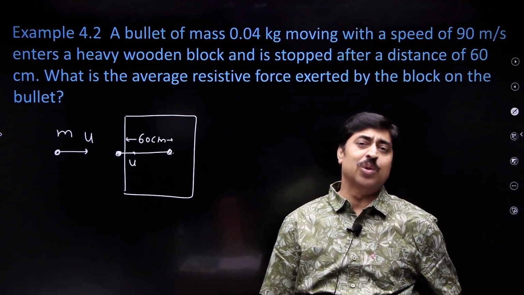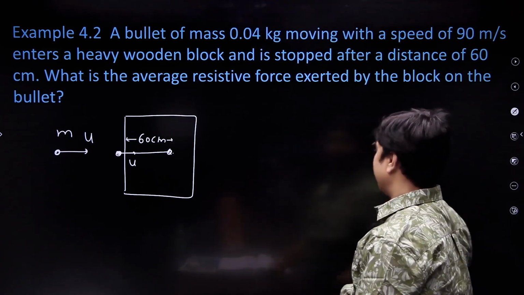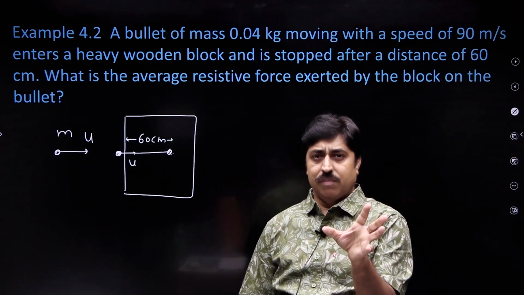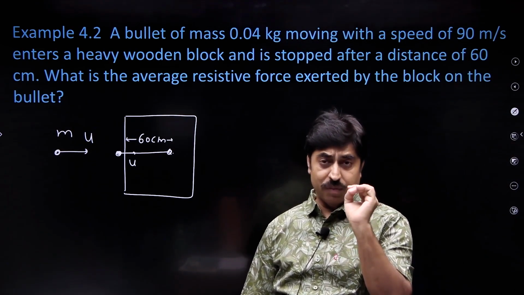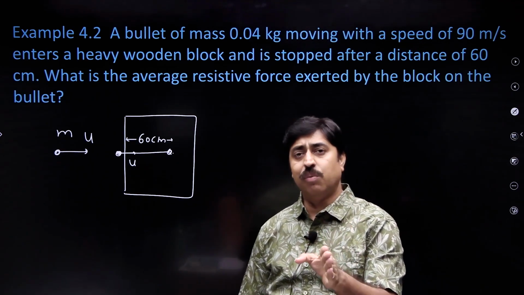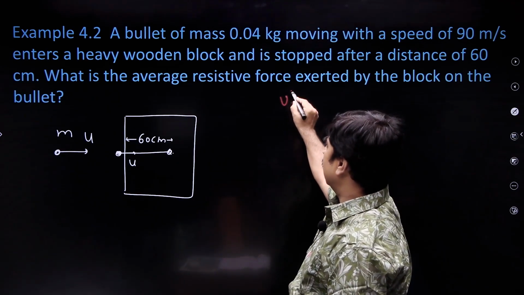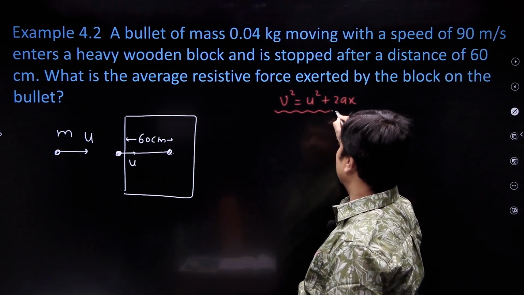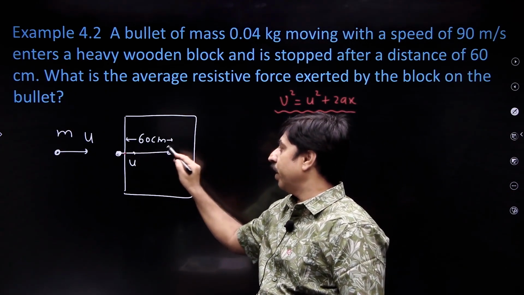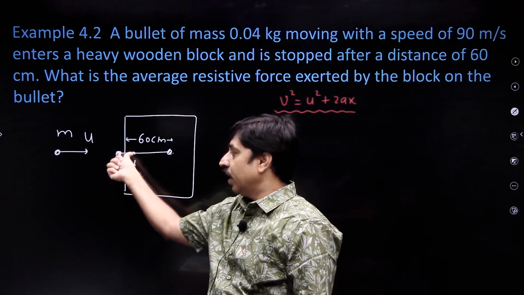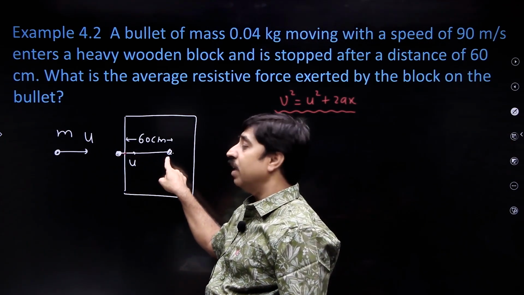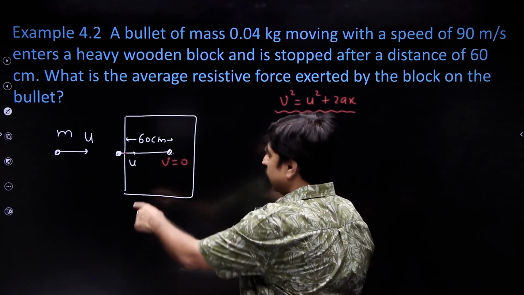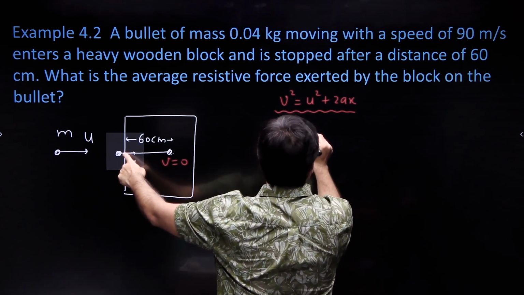The way this question has been solved in your book is somewhat like this. First, we will try to find the retardation of the bullet inside the block using the equation of kinematics. This equation of kinematics can be used to find the retardation of the bullet as it moves from this point to this point. Again, look at this situation. Here the speed of the bullet is 90 meter per second and here it is 0. So the final velocity of the bullet is 0. Initial velocity, the velocity here, is 90.